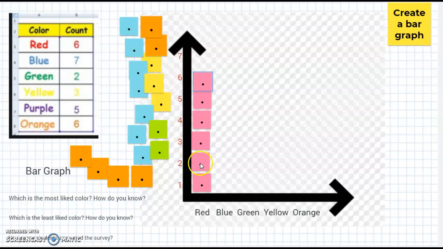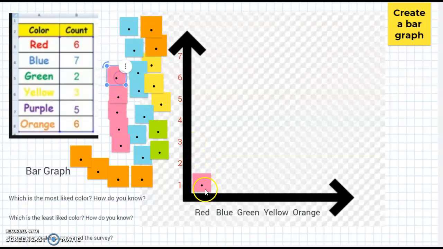Then there are 7 blue, so I would drag my 7 blue sticky dots on the graph. Okay, so you're just creating the bar graph. After that, on the bottom, there are 3 questions to answer.